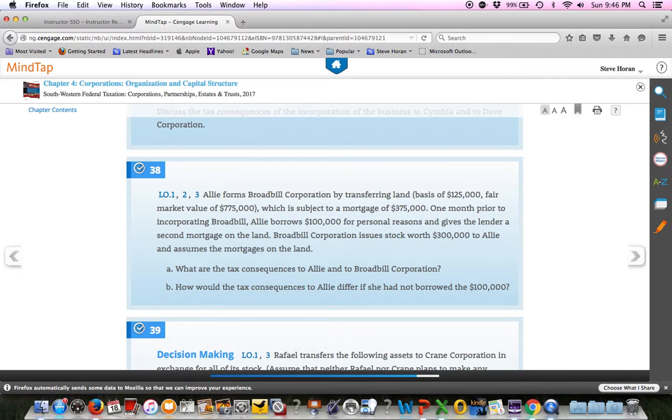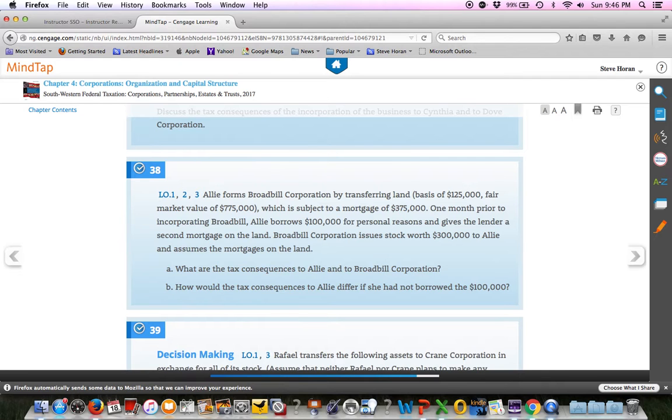Okay. For Broadbill, then, they have a basis of $600,000 in the land, which is the $125,000 carryover basis from Allie, plus the $475,000 gain recognized by Allie. So the sum of those two is $600,000.